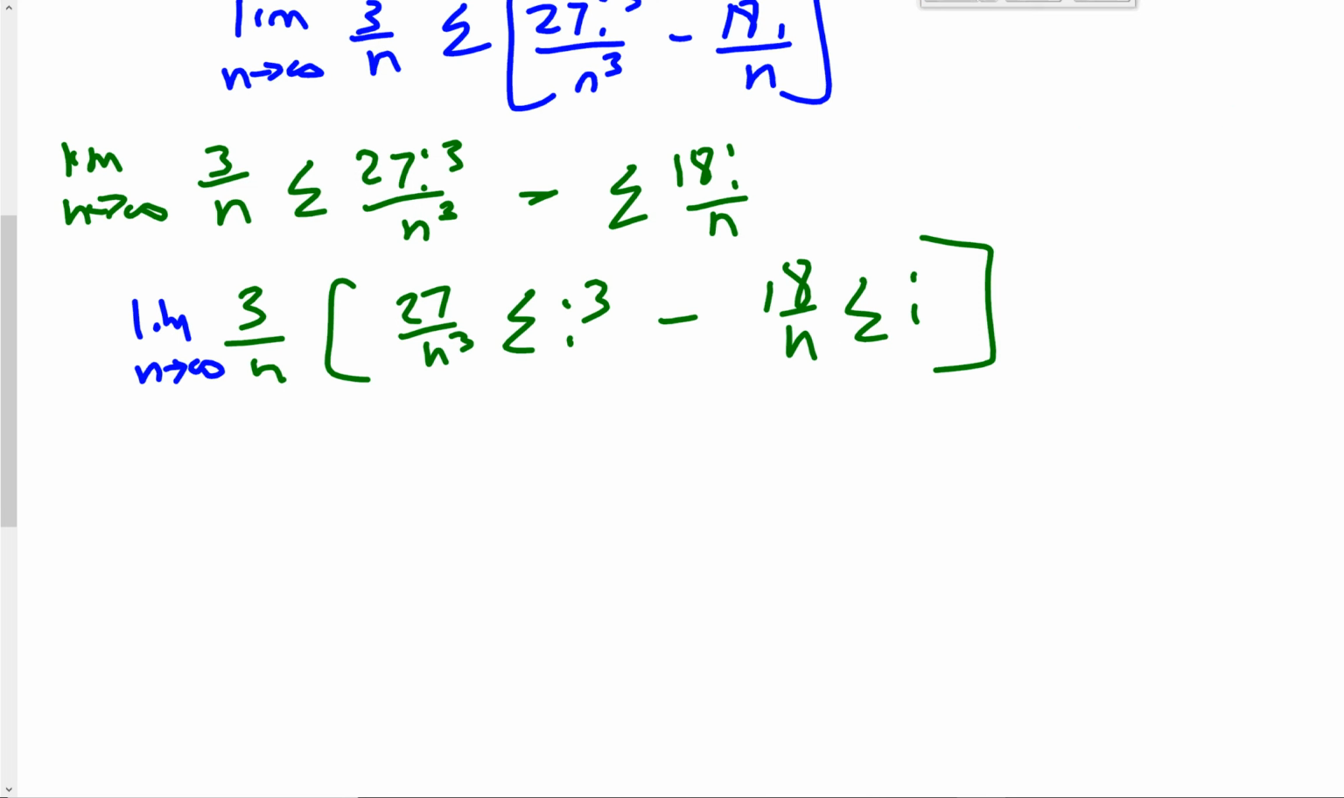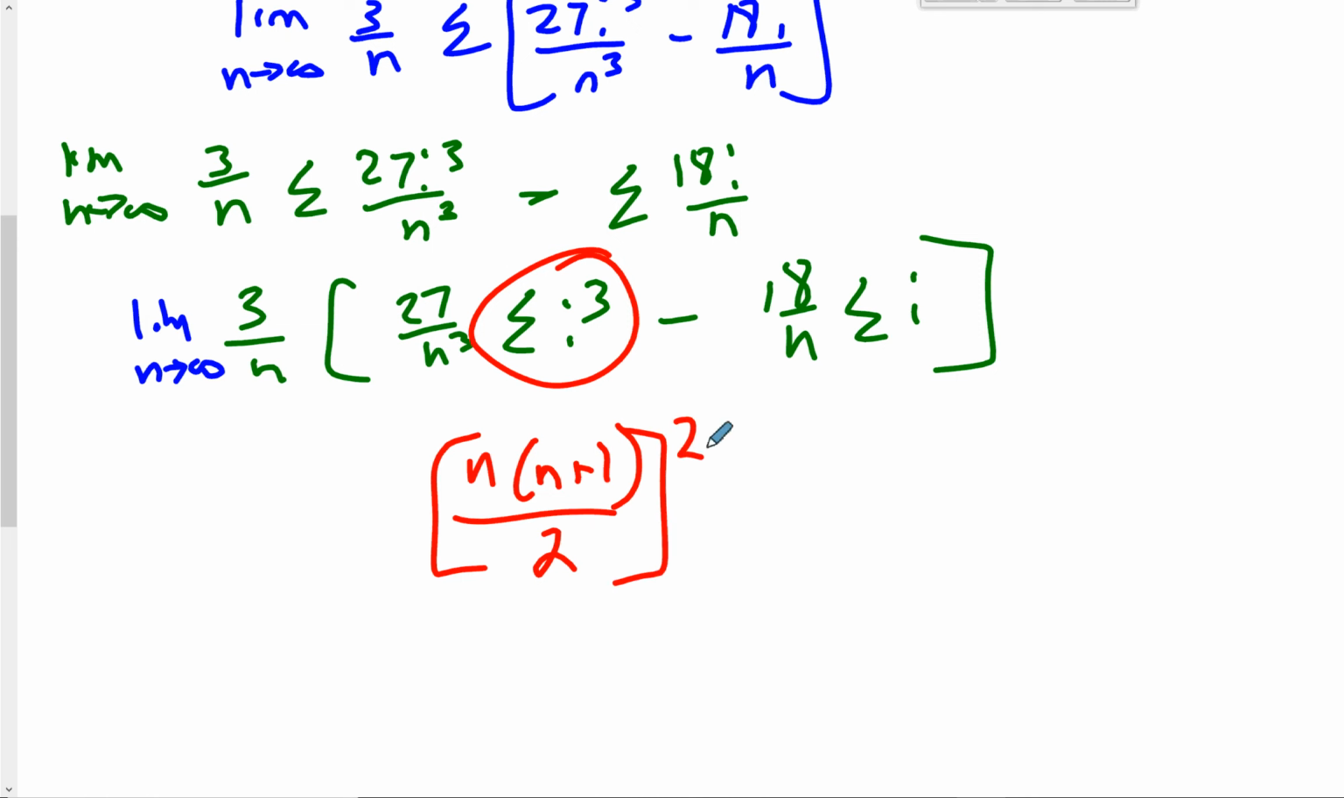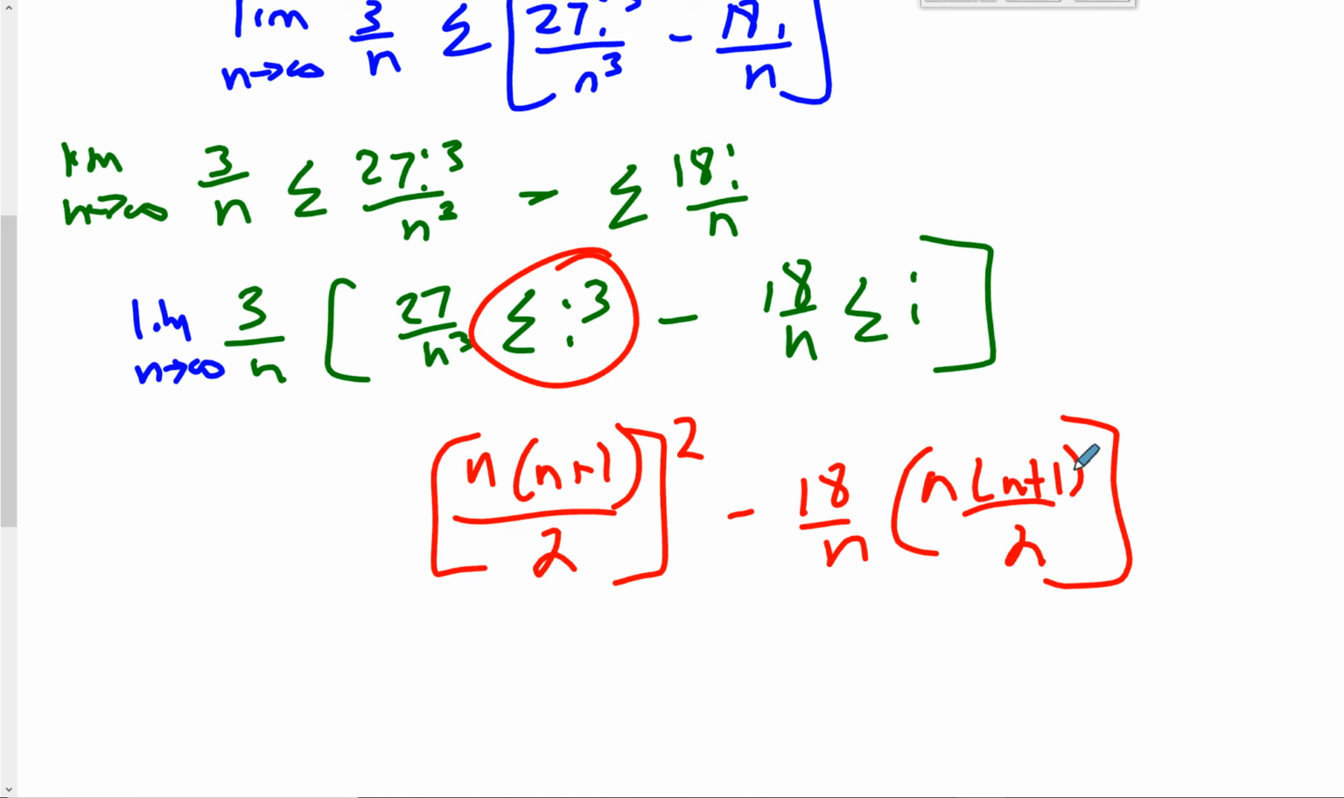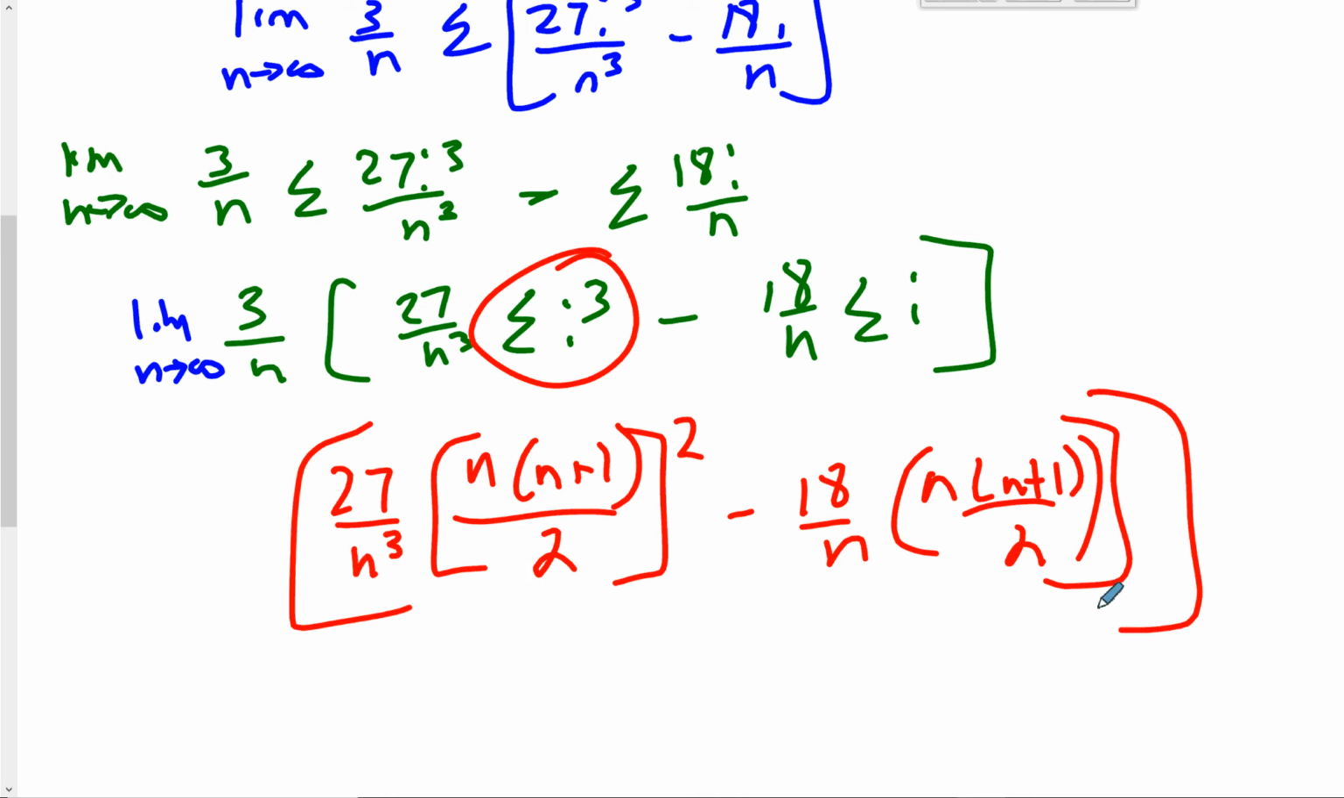Okay, so now we know this formula. This is n times n plus 1 all over 2, and that's being squared, and this i is just n times n plus 1 all over 2. All right, so there's the formulas. Substitution. Still have 27 over n cubed there, and this whole thing is being raised. I guess I don't need that one. It's not being raised, it's just being times by 3 over n.